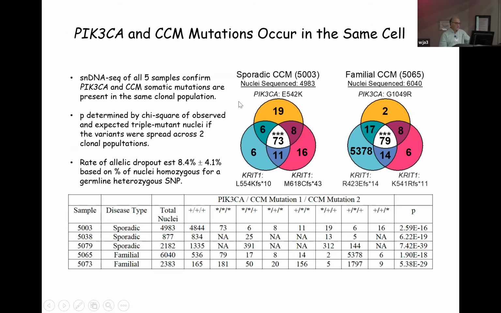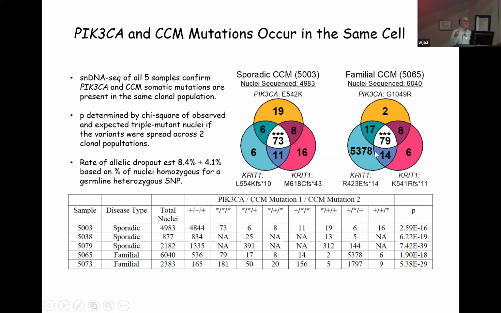I'm going to show you this data here, but just look at this Venn diagram. The great majority of individual nuclei in this case had all three mutations, okay? And I want to show you this one too. It's the same for the familial form. Now, every nucleus had the germline mutation because this is a familial form, but I want to show you something. There's 6,040 nuclei we sequenced and only 5,378 had the mutation.